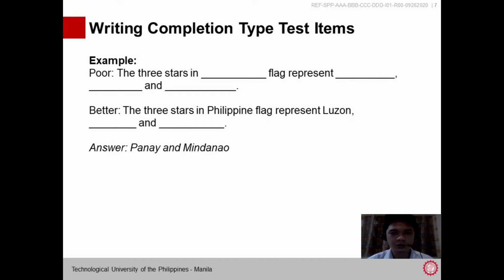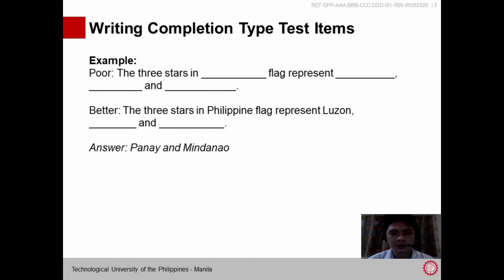So ito yung mas okay na version nitong completion test item na to. The three stars in Philippine flag represent Luzon, blank, and blank. So ito, madali na lang to sa part ng student na isipin ano-ano ba yung nire-represent ng tatlong stars na yon kasi dinetermine na Philippine flag, hindi katulad sa unang part na blank.